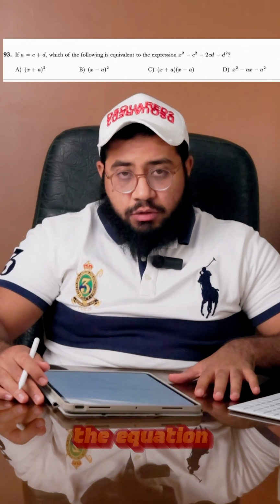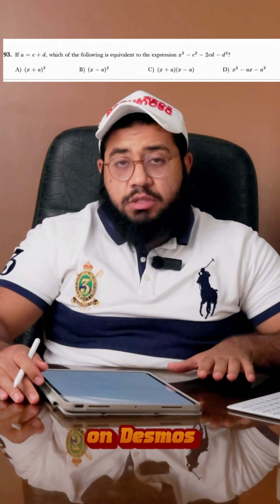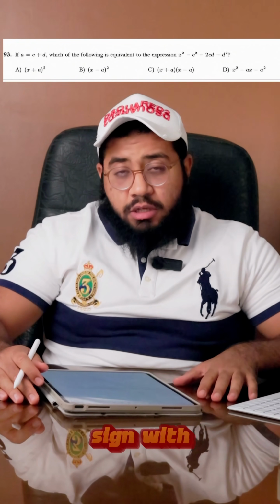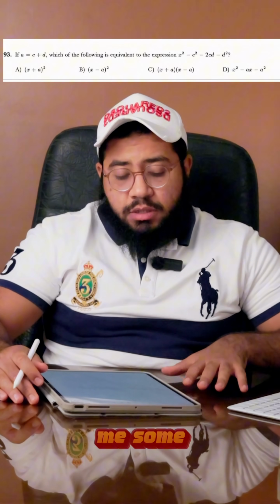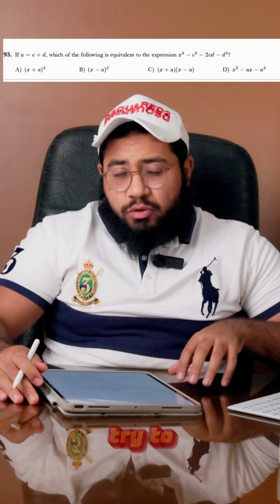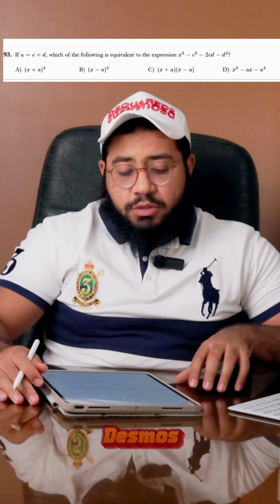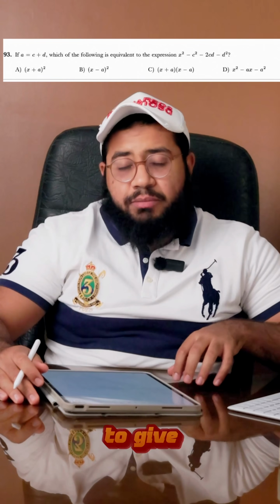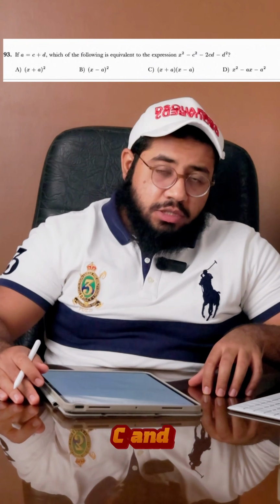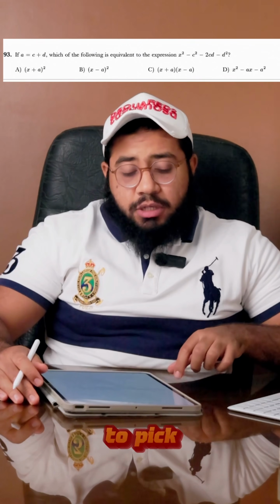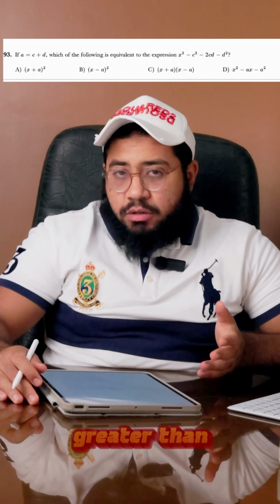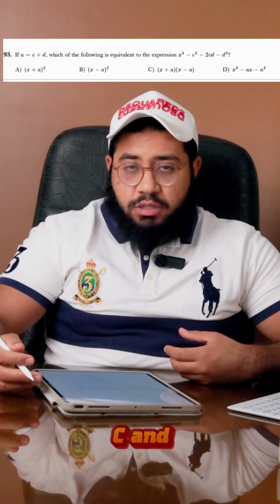First, I'm going to write the equation on the left. I'm going to write it in Desmos, and I'm going to replace the equal sign with the tilde sign in order to give me some values for c and d. I will try to be more specific to Desmos. I'm going to pick some values for a in order to give me some reasonable values for c and d. I will tell Desmos to pick a greater than 1, for example, greater than 2, in order to give me some reasonable values for c and d.